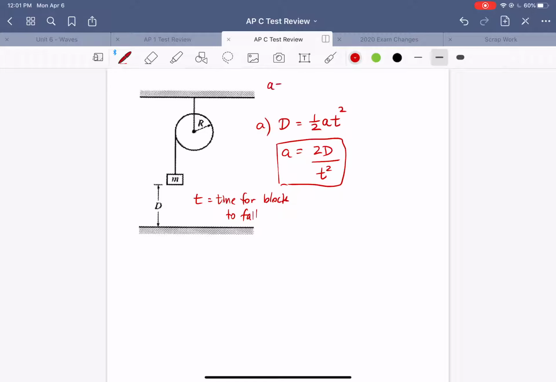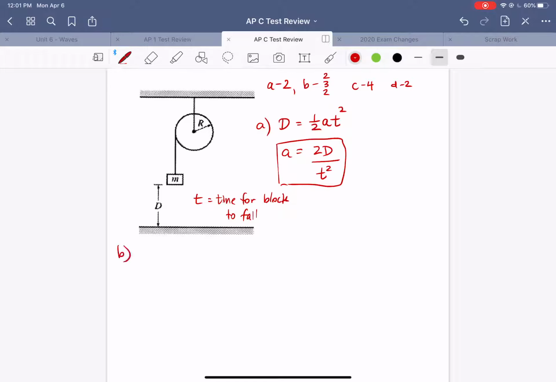So if you want to know the point breakdown for this question, A is 2 points, B has 3 separate parts to it. Those are worth 2, 3, and 2. C is worth 4 points, and then D is worth 2 points.